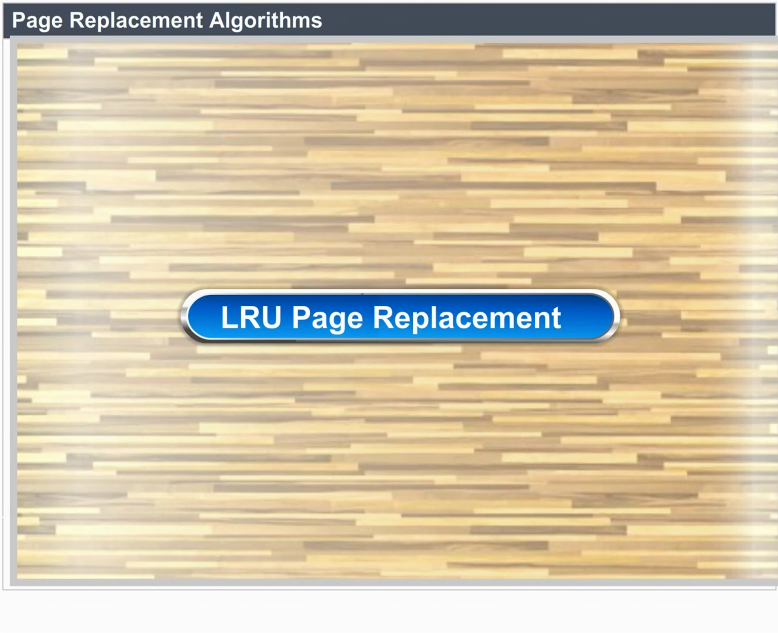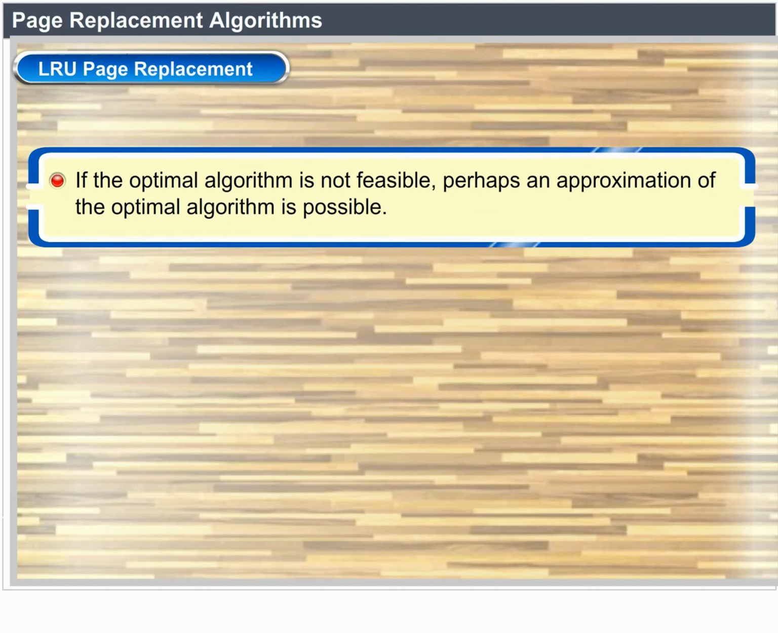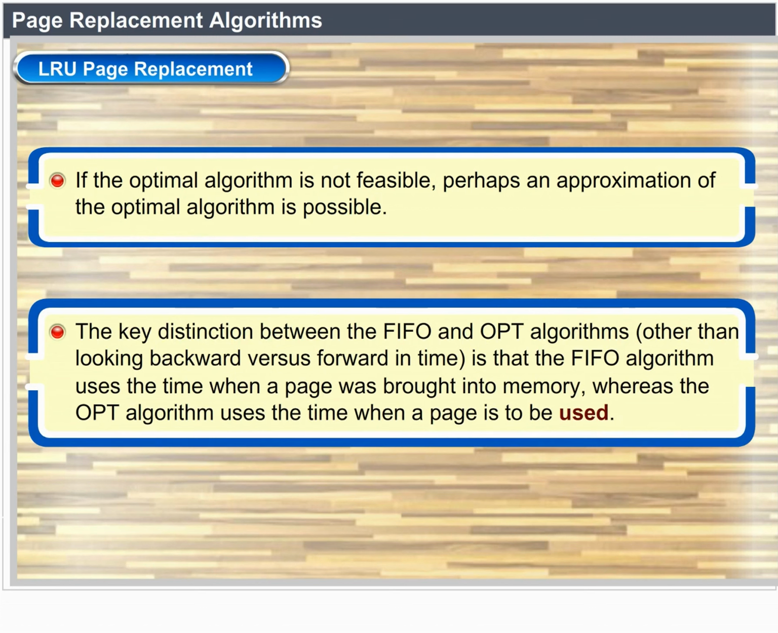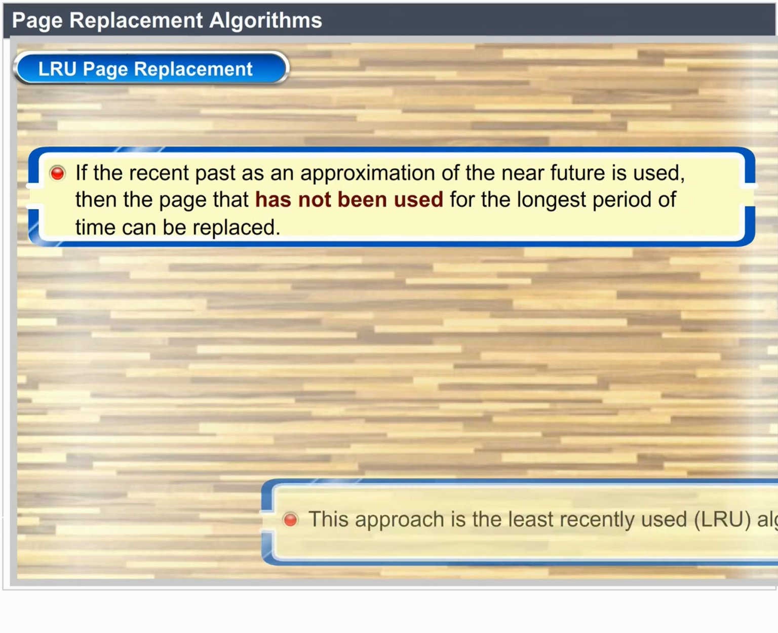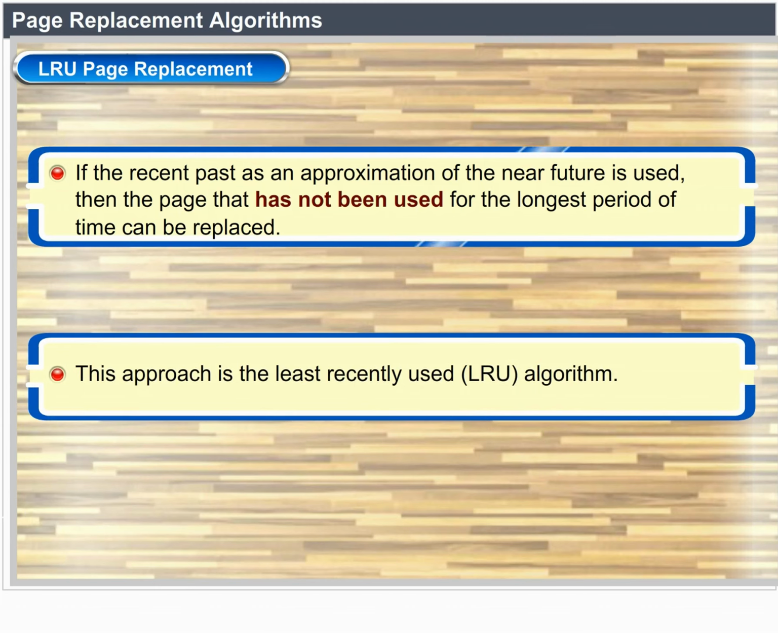LRU page replacement. If the optimal algorithm is not feasible, perhaps an approximation of the optimal algorithm is possible. The key distinction between the FIFO and OPT algorithms, other than looking backward versus forward in time, is that the FIFO algorithm uses the time when a page was brought into memory, whereas the OPT algorithm uses the time when a page is to be used. If we use the recent past as an approximation of the near future, then we can replace the page that has not been used for the longest period of time. This approach is the least recently used, or LRU, algorithm.